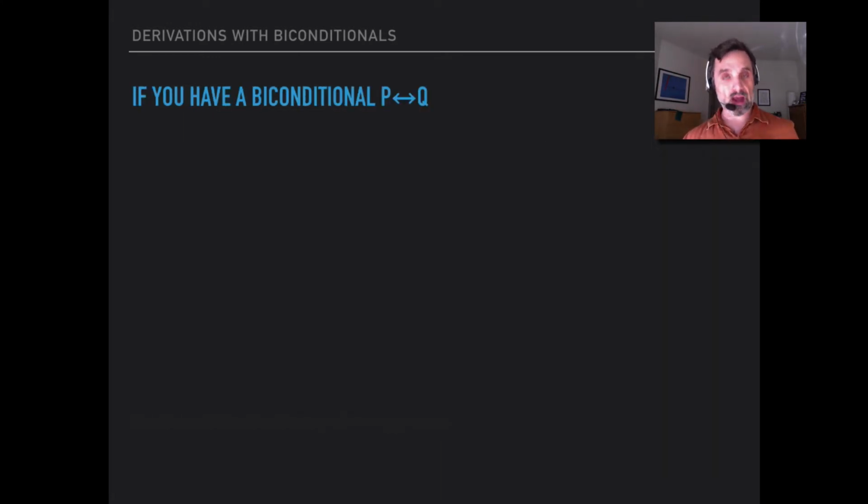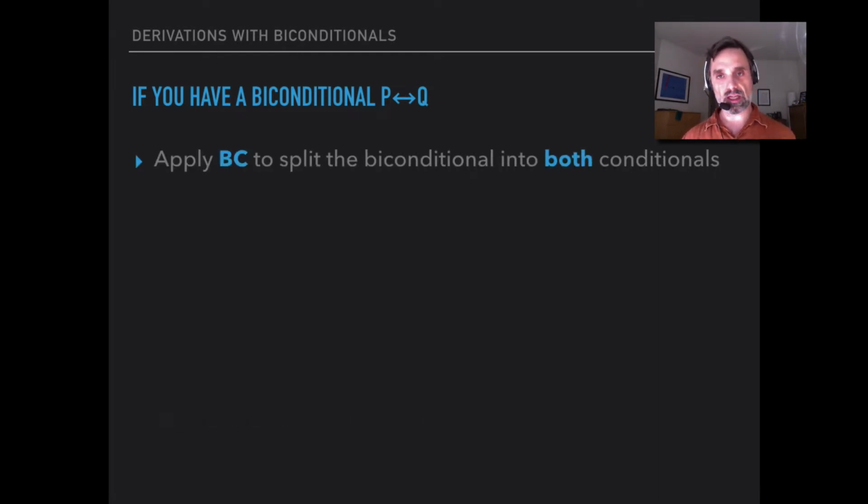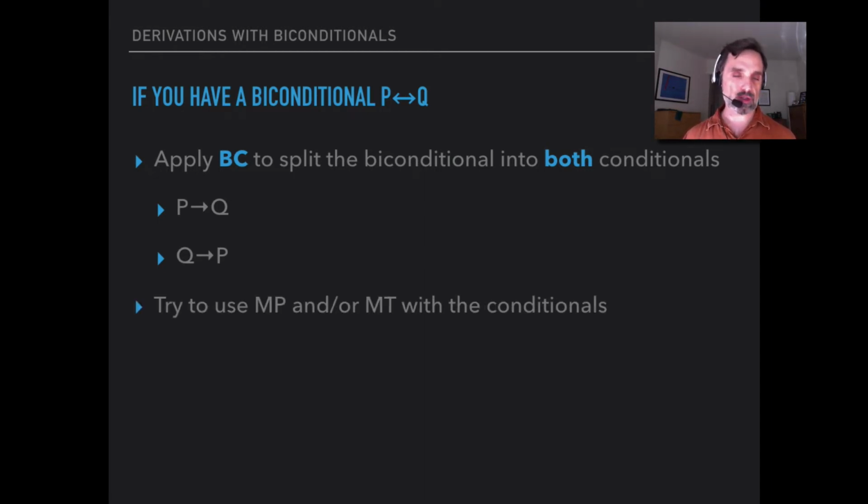So strategy, how to use biconditionals. Well, if you have a biconditional P if and only if Q, then you apply BC to split the biconditional into both conditionals. And you really want to split it into both of them. So you want to get if P then Q, and you also want to get if Q then P. Sometimes you won't need both of them, but sometimes you will, and sometimes you may need only one, but you don't know which one. So split them, apply BC, and get both of the conditionals, and then proceed. And maybe you'll have an extra line, but oh well, that's okay. And then once you have the conditionals, you want to use MP and/or MT with them, and you'll see which ones you're going to use.